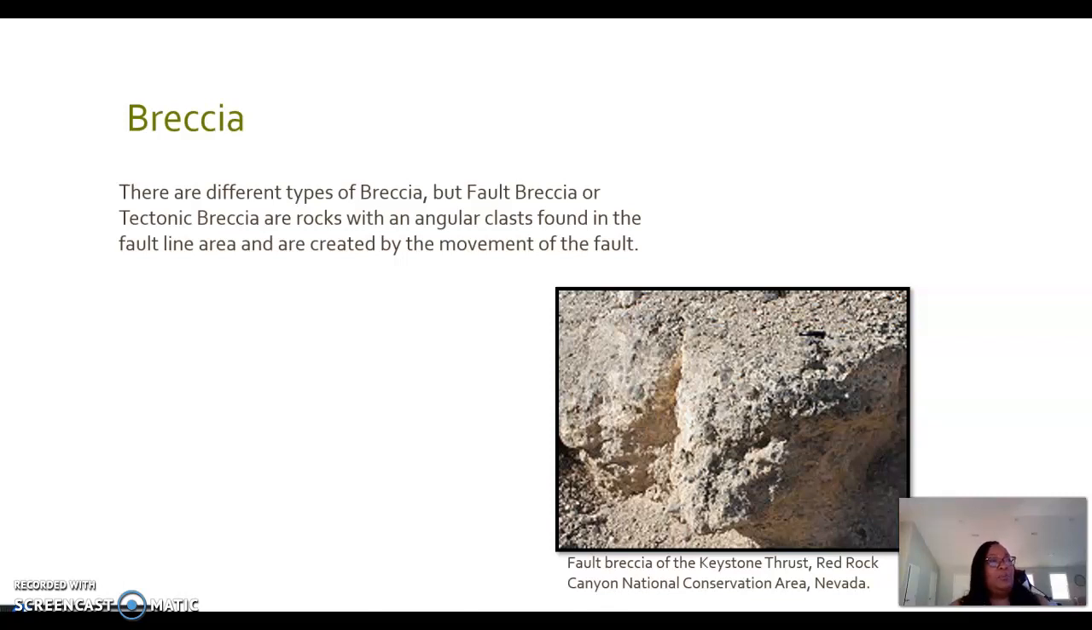It is a more brittle rock, and there's not only the pressure, but the grinding and the milling of the rocks together make these loose fragments. So there's a sample there of a fault breccia of the Keystone Thrust in the Red Rock Conservation Area in Nevada.